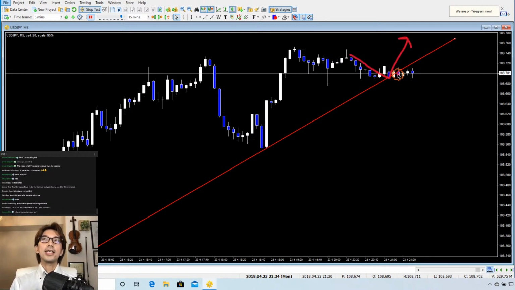But now I see the breakout. I see the market did not react to this line. So in this case, I don't look for the buy by using this trend line now. But if the price were reacting to this line, then that was a great buy chance. So the important thing is that, as you know, no indicator is 100% confident.